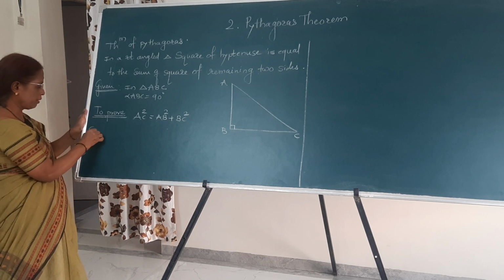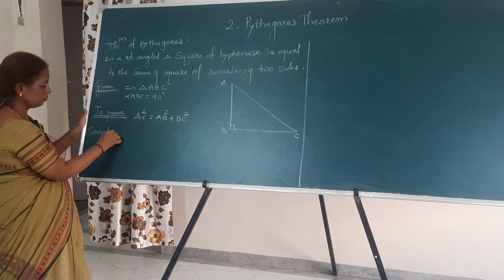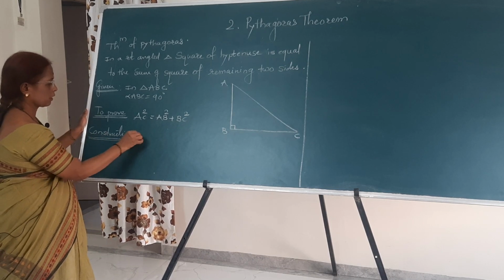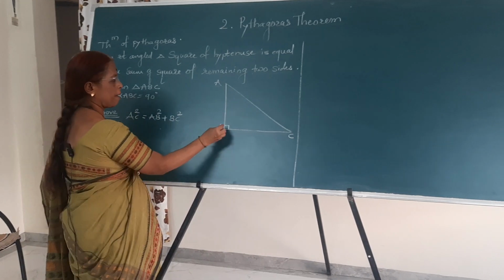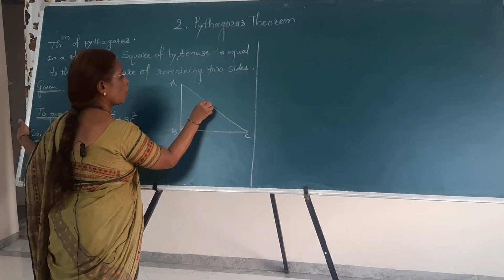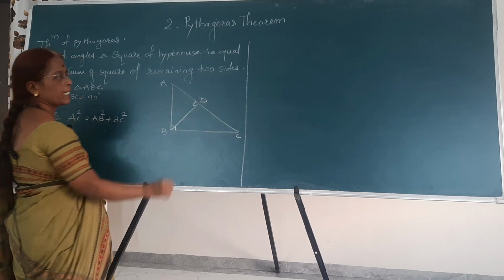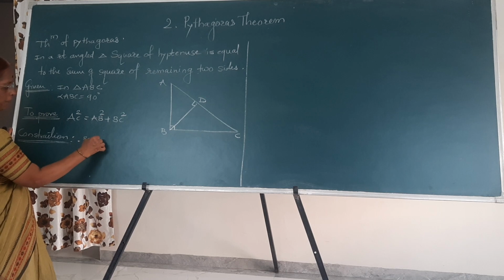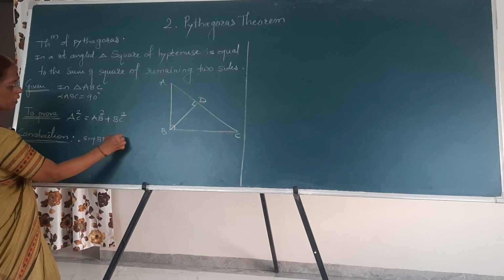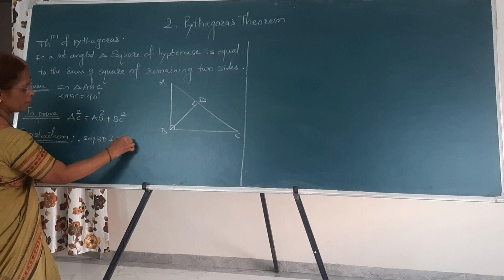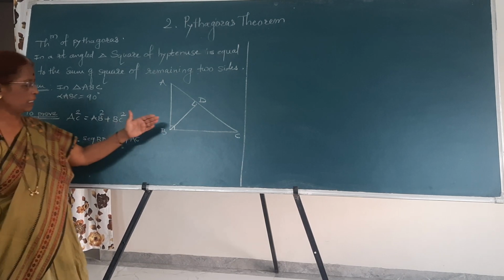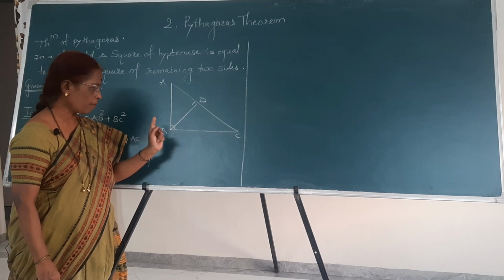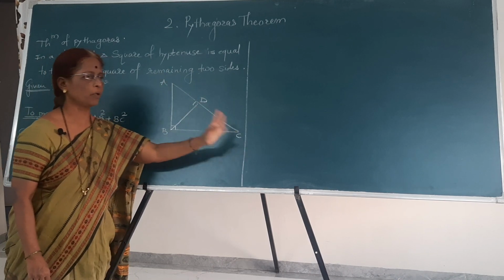So construction we have to do. See what construction is there. We have to draw a perpendicular from the vertex B on the hypotenuse. So BD is perpendicular on AC. This is our construction. We draw BD perpendicular on AC, meaning on the hypotenuse. This perpendicular is drawn from the vertex of the right angle on the hypotenuse.